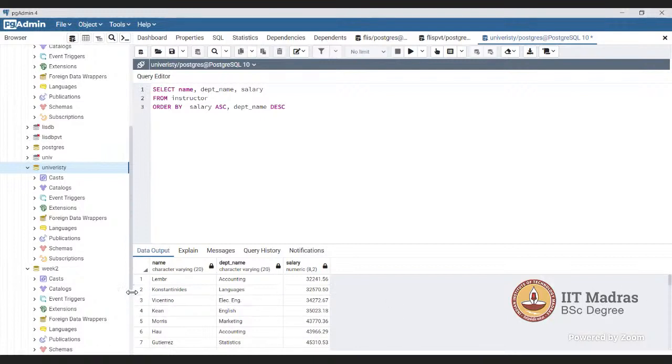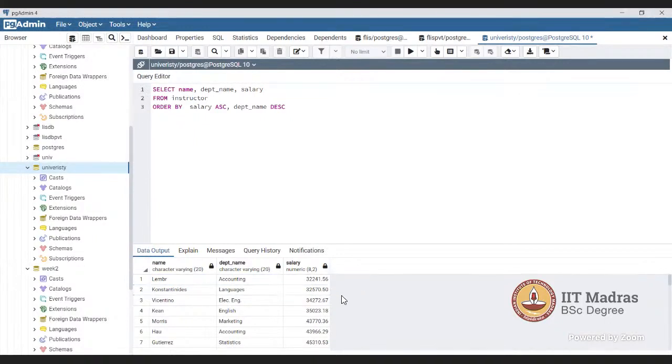Suppose two people have the same salary. Then in that case, what will happen? Among those two people having the same salary, it will sort in descending order. It just changes the view, which name comes first or second, but the output table remains the same. Yes, the number of rows will remain the same.